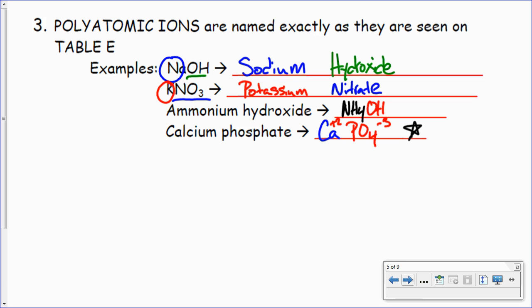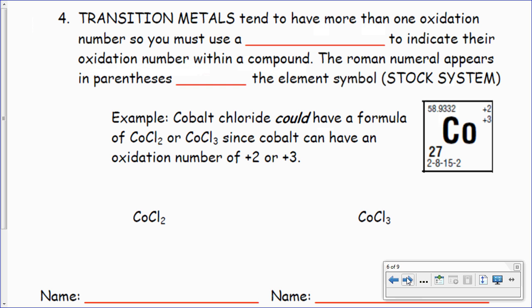Okay, just making a note so I know which one it was. Now, transition metals tend to have more than one oxidation number, so you must do a Roman numeral in there to indicate their oxidation number within a compound. The Roman numeral appears in parentheses after the element symbol in the stock system.